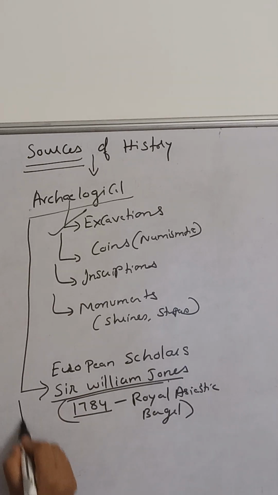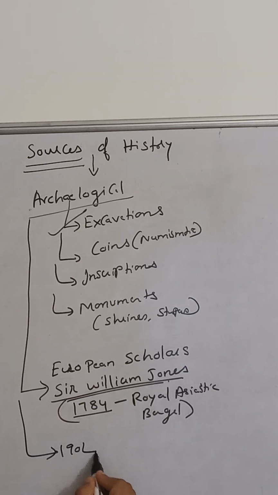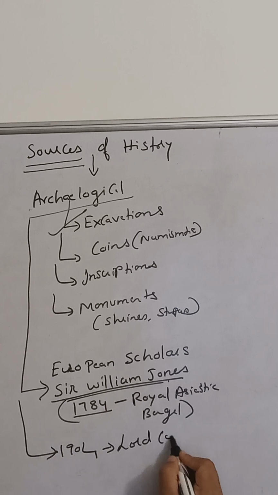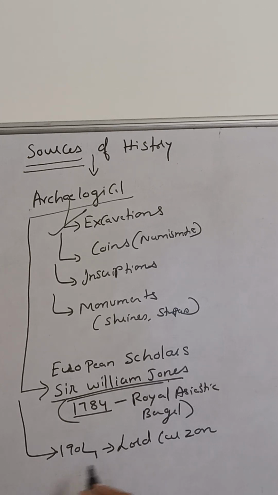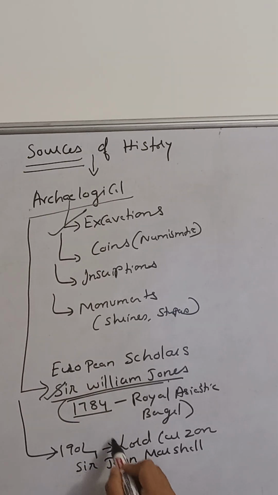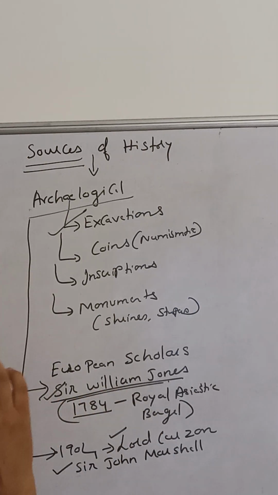Then in 1904, the first Department of Archaeology was set up by Lord Curzon. The first director of this department was Sir John Marshall. Remember these names: Sir William Jones, Lord Curzon, Sir John Marshall. These are all important European scholars who did a lot of work in the archaeological field.